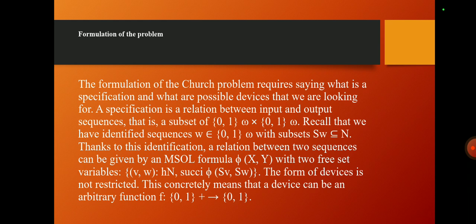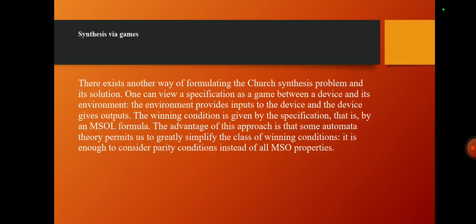So here, in the formulation of the problem, the relation between the two sequences is an MSOL formula with the two free set variables V and W. So here the specification is a relation between the input and output, which is a subset of 0, 1, where it will be useful in the MSOL formula. So this formula is used to detect or predict the winning condition.